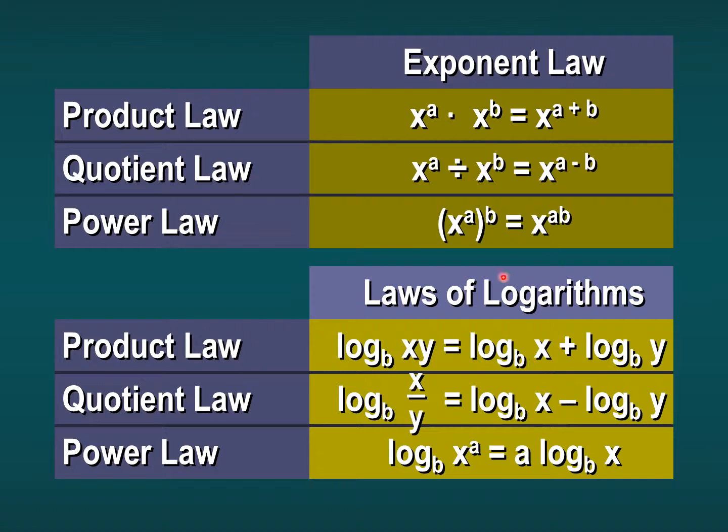And then you have the power law. For the power law of exponents, if you have x to the a, to the b, that becomes x to the a times b. So the power you would multiply. The same thing over here: you have log base b of x to the a power. You're going to take that a and move it to the front and multiply by it.